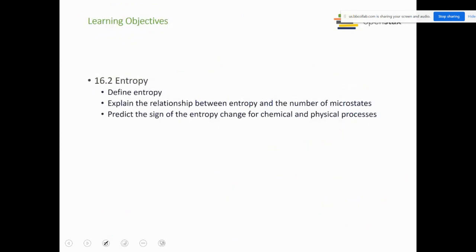For this learning objective, these are the goals that we'll be able to achieve. We can define entropy. I did define that in layman's terms, and that's enough at least to understand what entropy means. Then I'm going to relate the relationship between entropy and the number of microstates. Now, this concept of microstates is really abstract, so just try to conceptualize it in the best way possible that's easy for you. And then we're going to see how the sign of the entropy change works. Whenever I say entropy change, think about delta S.